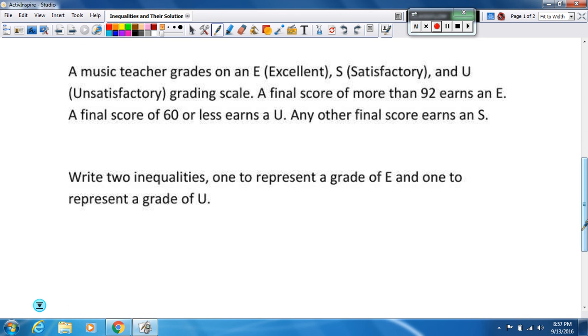A music teacher grades on an E excellent, S satisfactory, and U unsatisfactory grading scale. A final score more than 92 earns an E, and a final score of 60 or less earns a U. Any other final score earns an S. Write two inequalities, one to represent the grade of E. So you've got E, and with that E goes a 92.